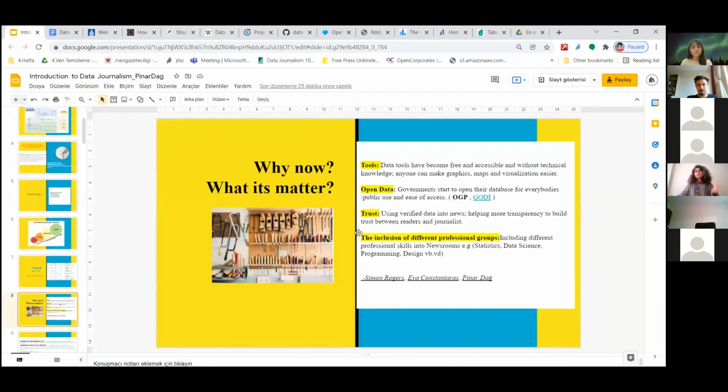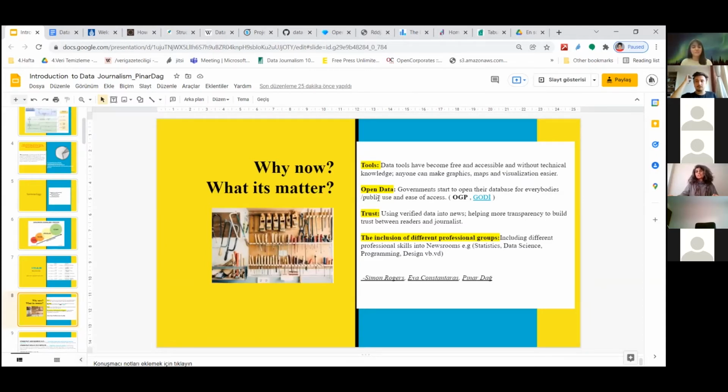So again, I go back: why can we do more data journalism nowadays? Because of the tools, we can reach lots of tools. And secondly, open data. The other one is actually trust, because nowadays we are more looking for very verified, very scientific-based stories.